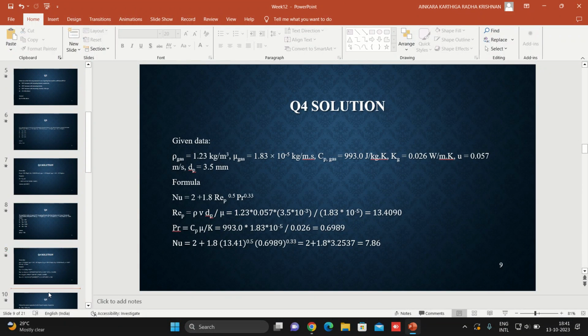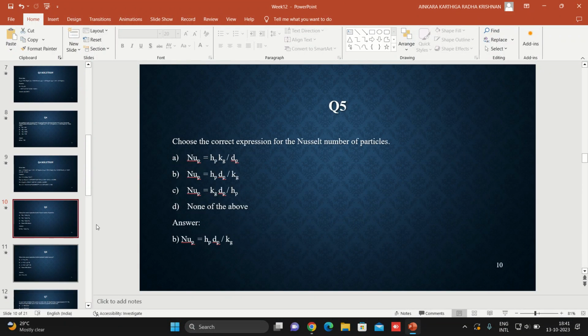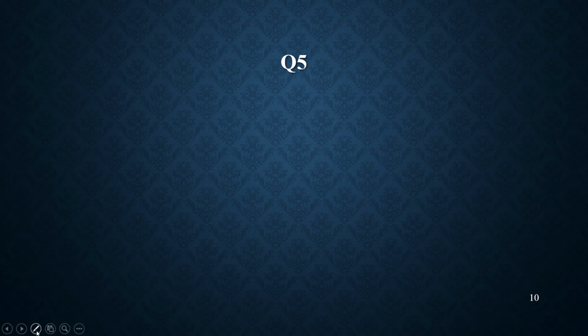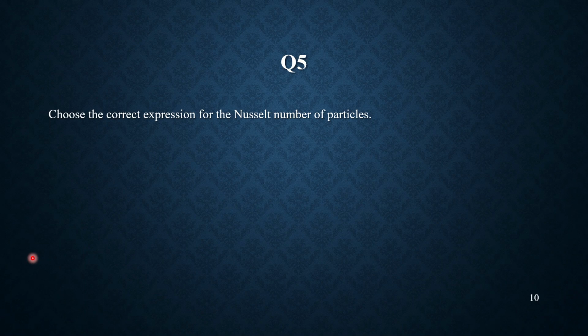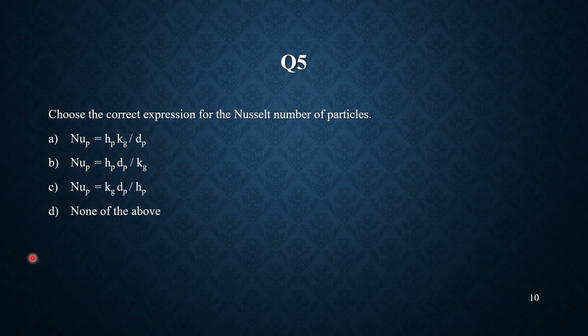So we'll go to question 5. In question 5, it is asked to choose the correct expression for the Nusselt's number. Since we did the calculation for the Nusselt's number only now, we would be able to answer it. Option A: Nusselt number is equal to H into Kg into dP, or B: Nusselt's number is equal to Hp into dP by Kg, option C, Kg dP by Hp, or option D, none of the above. So identify which one of it is the Nusselt's number.